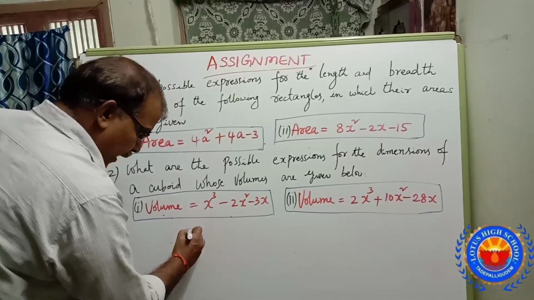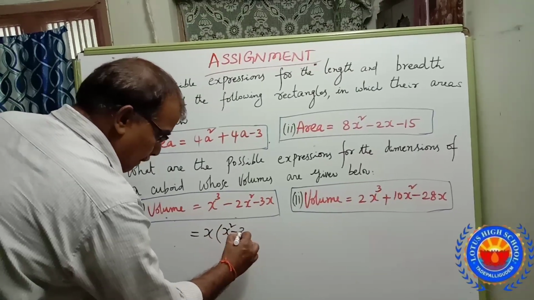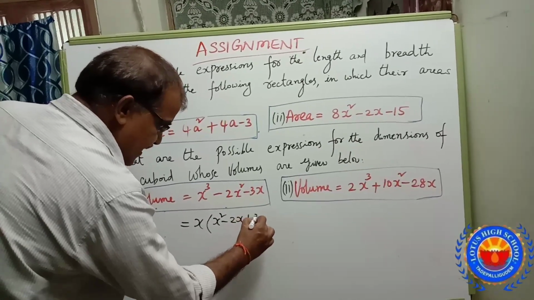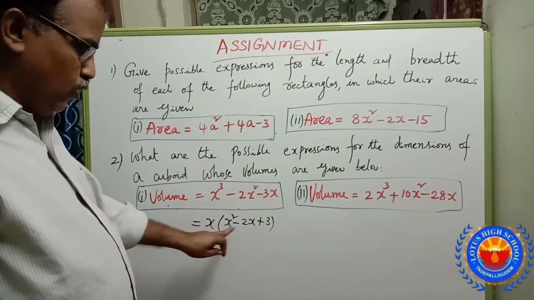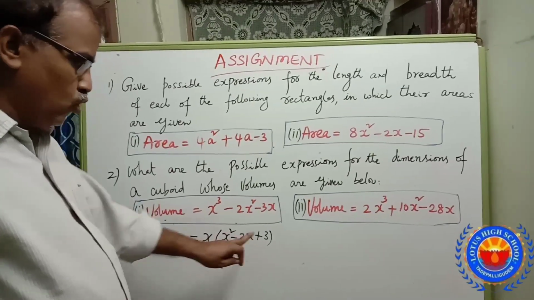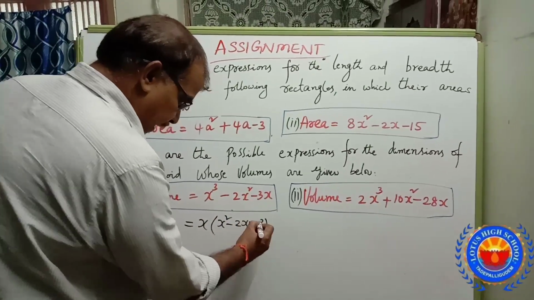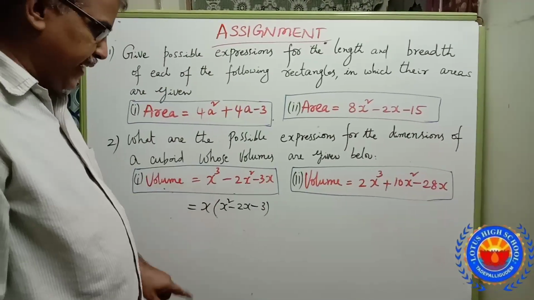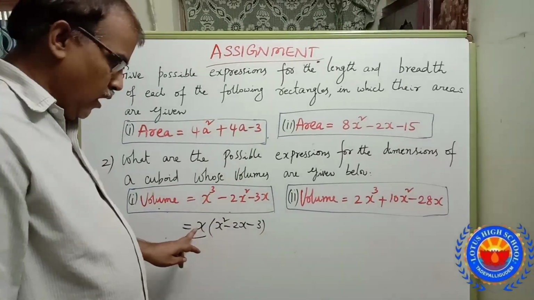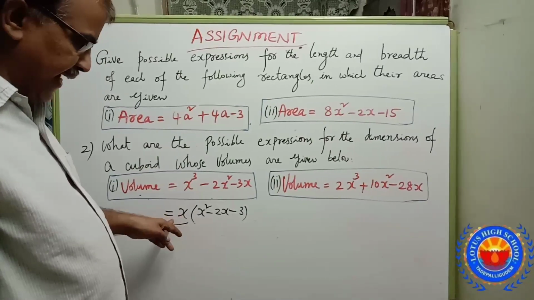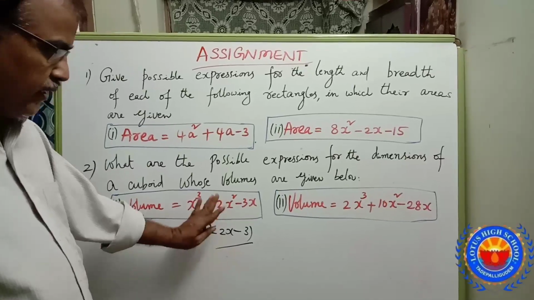Coming to these two, you can take x as common, then x square minus 2x minus 3. Understand? x as common: x into x square is x cube, x into minus 2x is minus 2x square, x into minus 3 is minus 3x. So already I got one dimension, maybe it is length or breadth or height. If we take this as length, now find the breadth and height by using splitting the middle term. So this is the sum.